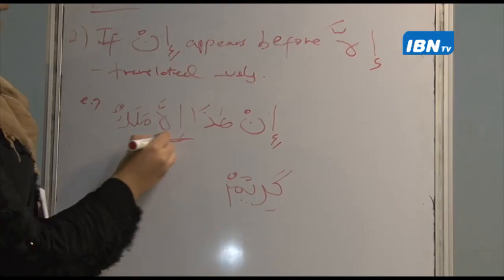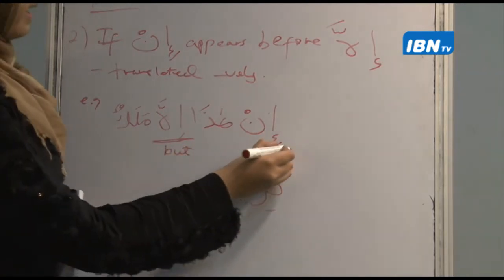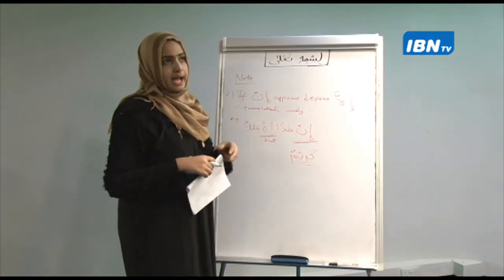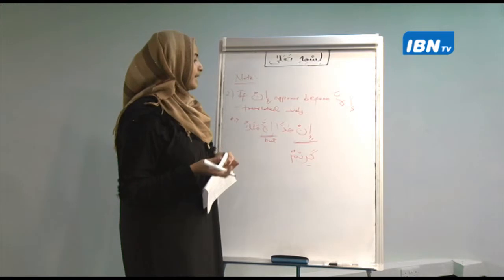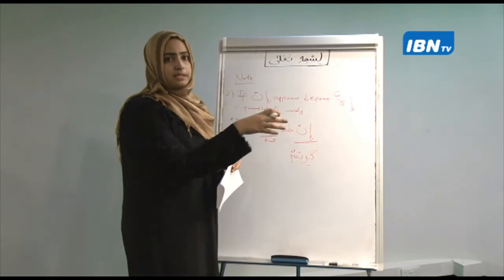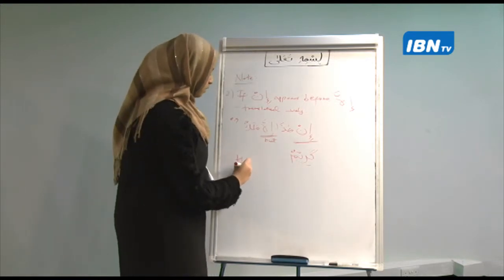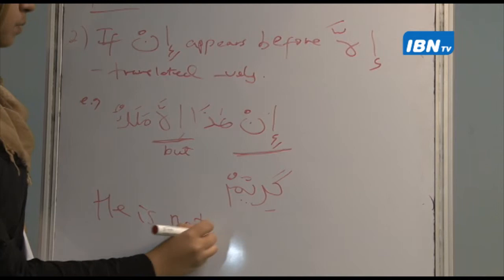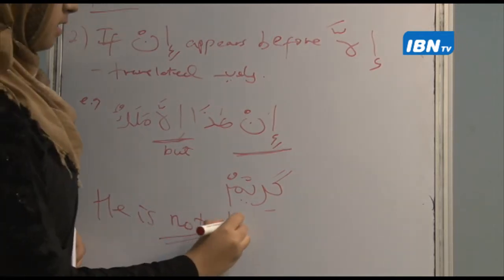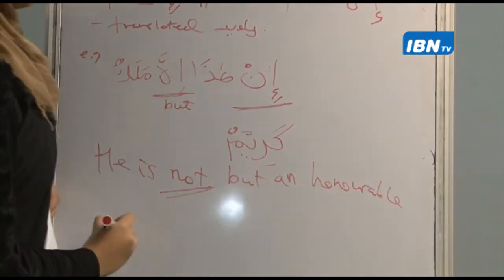So here, of course, illa means but, malakun karimun means honorable angel, and this will be translated negatively. I can also translate it as he is an honorable angel, but this is more like an exception. He is not anything else but an honorable angel, okay? So he is not. So this will be translated negatively. He is not but an honorable angel.